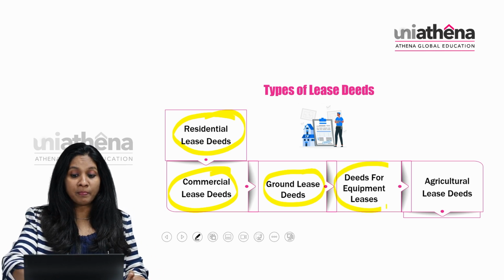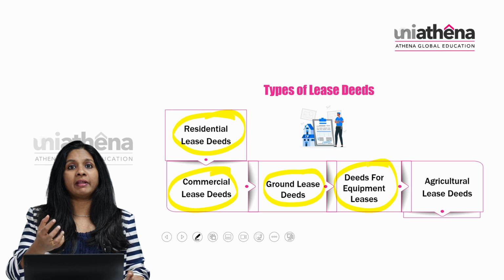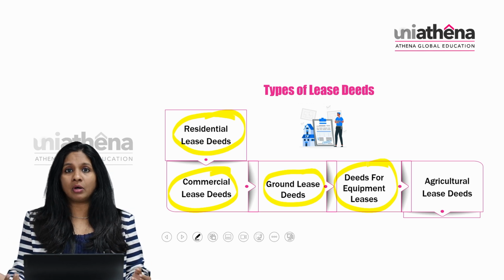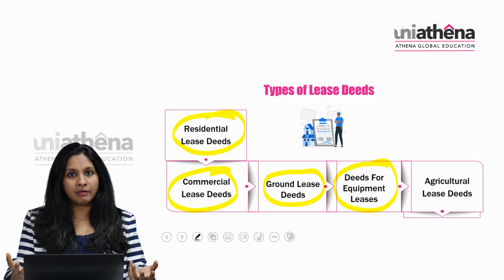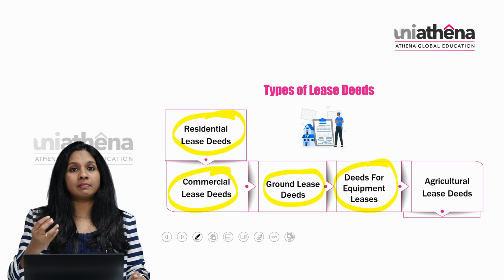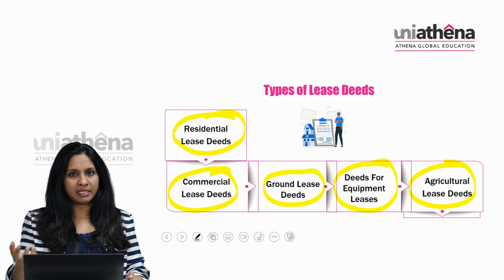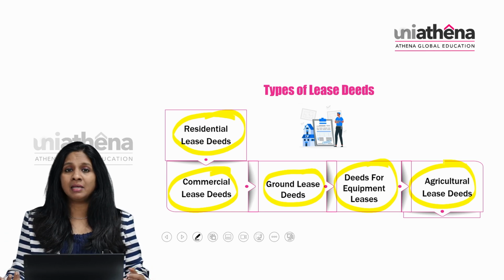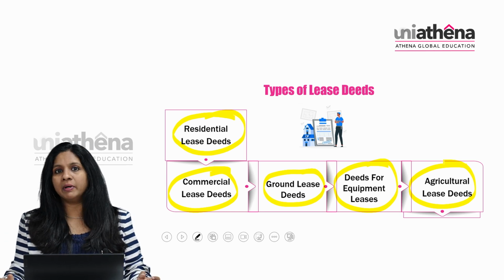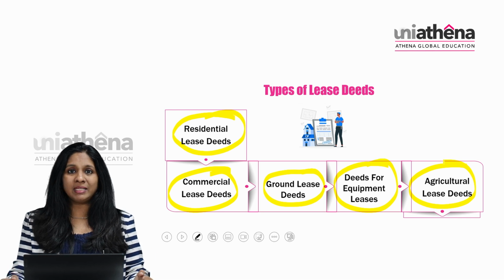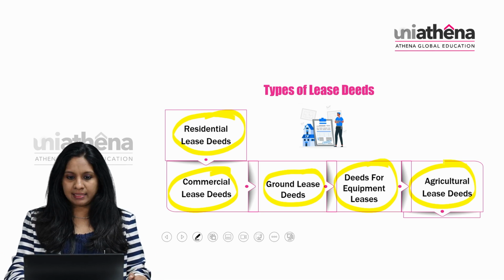And deeds for equipment leases. If equipment, a machinery, or a vehicle is being given for a lease, then it is known as a deed for equipment leases. Then agricultural lease deeds, as the name itself says, are for agricultural purposes. If you are leasing your land or property for agriculture, then it is known as an agricultural lease deed. So these are the different types of lease deeds.